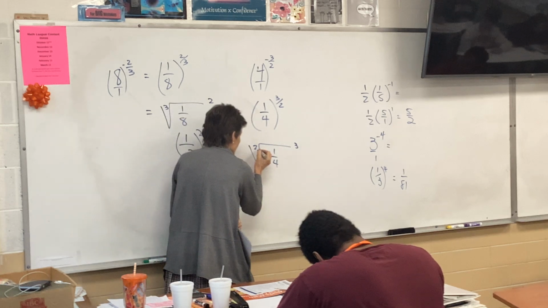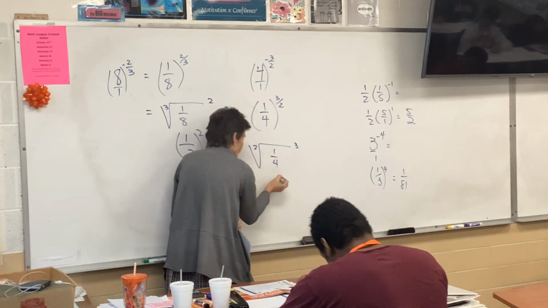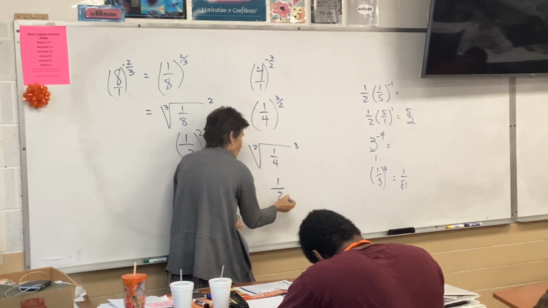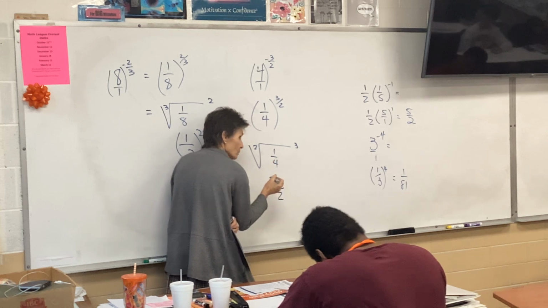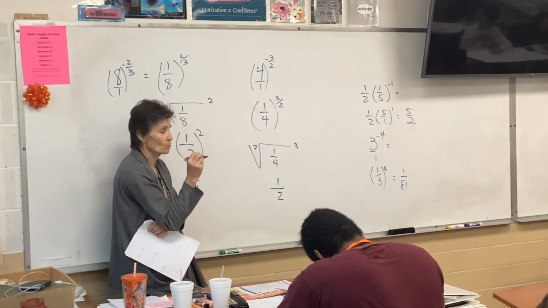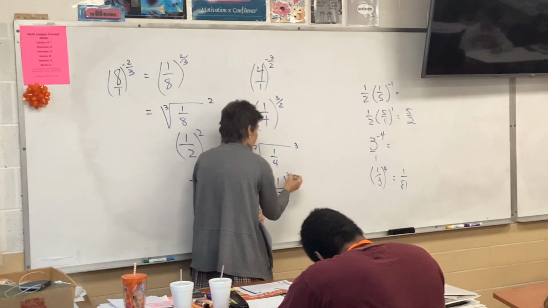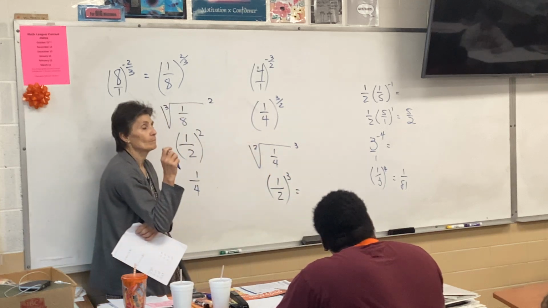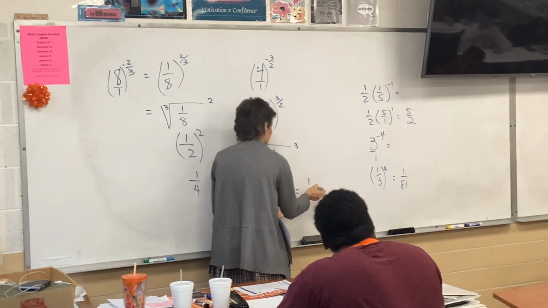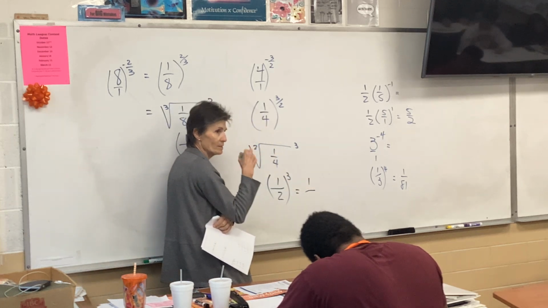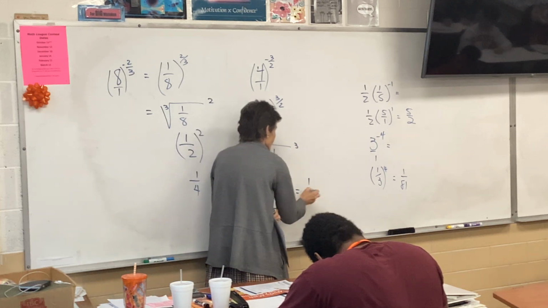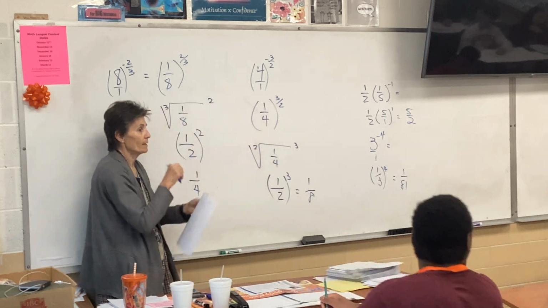So here we go. What's the square root of 1? 1. What's the square root of 4? 2. Square root, right? Not 4 squared, square root. And then I'm going to cube it. So what's 1 cubed? 1. 1 to anything is 1. And then 2 cubed is 8. So the answer to the problem is 1/8.